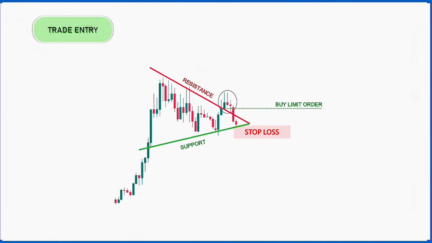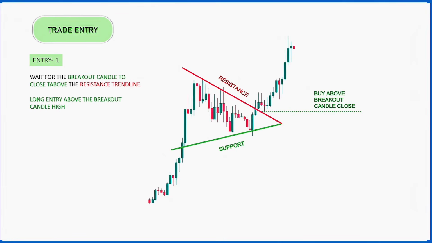Most of the time, the price will trigger your order and then slip back into the range, creating a classic fake out. This not only frustrates traders, but can also damage your account. The key takeaway here is patience. The ideal approach is to wait for the breakout candle to close above the pennant line.